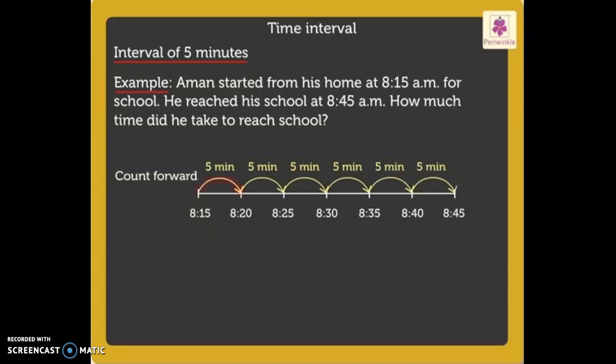So, here we skip counted 6 times at an interval of 5 minutes each. Thus, we get the answer as 6 multiplied by 5 is equal to 30 minutes. Answer: Aman took 30 minutes to reach his school.